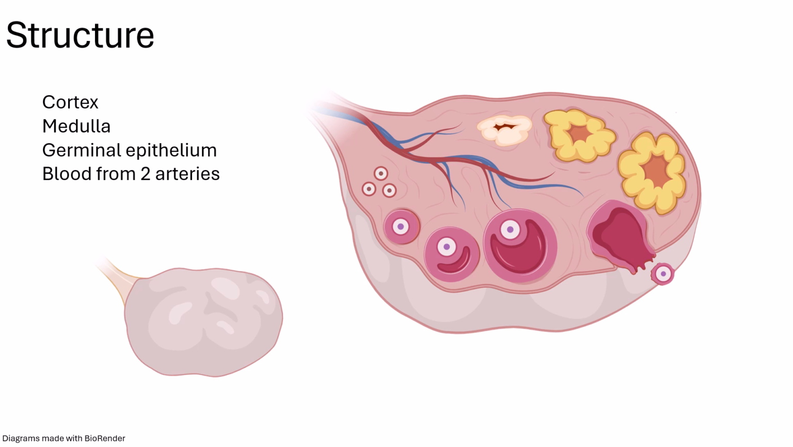The female has two lumpy, oval-shaped structures called ovaries, each measuring about 5 centimeters, which I guess is about 2 inches in length. The surface of the ovary is covered by a simple cuboidal epithelial layer called the germinal epithelium. Blood is brought to the ovary by an ovarian artery, and it's drained by an ovarian vein, both of which are in the medulla, or the center of the ovary. Production of gametes occurs in the cortex of the ovary around the outside.